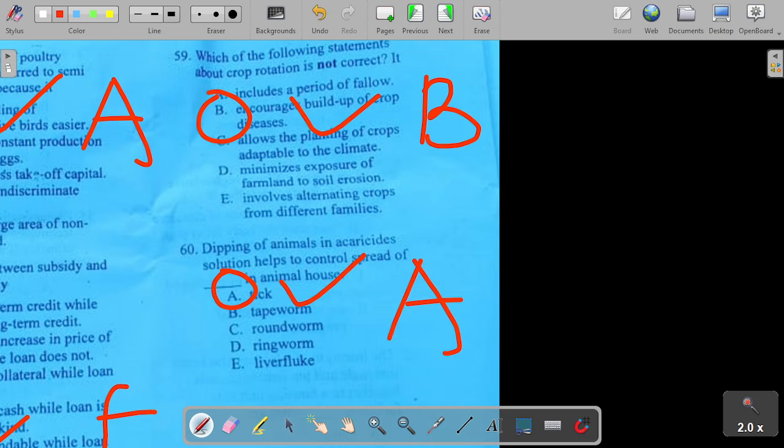So this is the first section of the agriculture. So we're going to be looking at the second section, which is the theory.